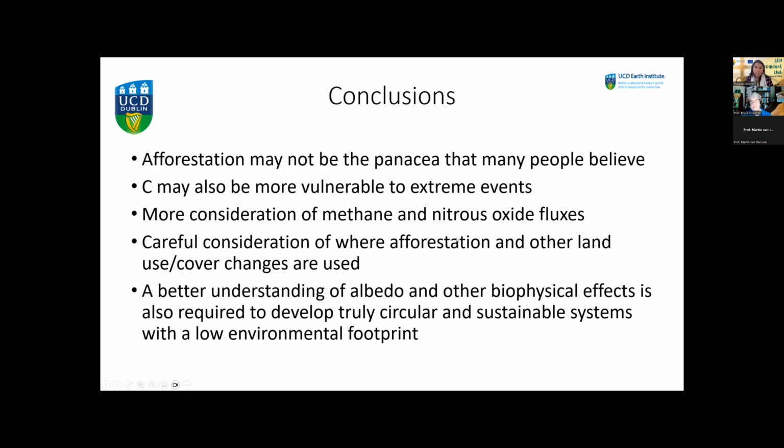And I think all in all, it means that we have to be very careful about where we use afforestation and other land use changes if we are going to achieve the objectives that we set out. And I think, again, we need a better understanding of albedo effects. And there are also other biophysical effects, which I haven't mentioned, associated with land use changes, which also could counteract the effects of an enhanced carbon sequestration.